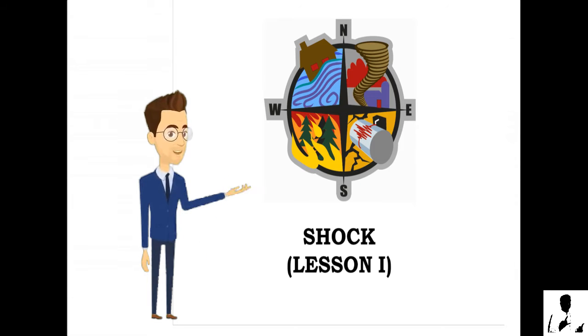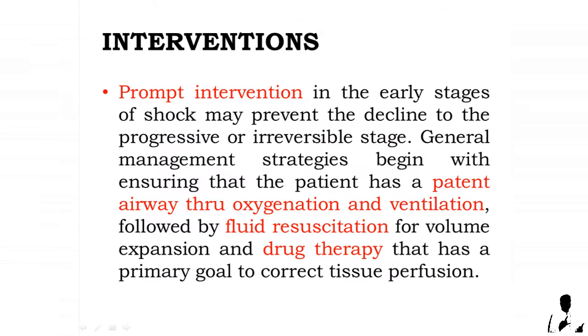Lesson 1. Shock. Prompt intervention in the early stages of shock may prevent the decline to the progressive or irreversible stage. General management strategies begin with ensuring that the patient has a patent airway through oxygenation and ventilation, followed by fluid resuscitation for volume expansion and drug therapy that has a primary goal to correct tissue perfusion.